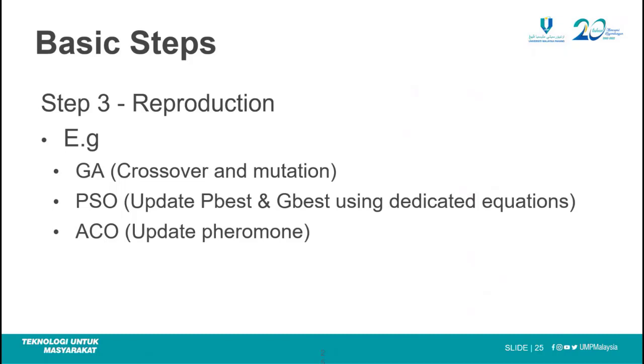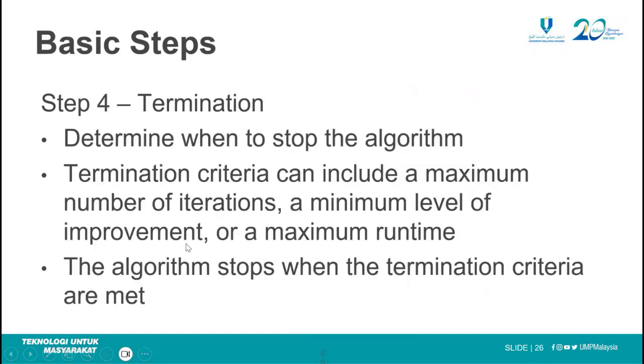Then for reproduction, for example, the genetic algorithm uses crossover and mutation operators in order to conduct reproduction. In particle swarm, they use P-best and G-best with a dedicated equation. They update the personal best and global best solutions using a dedicated equation. And for ant colony optimization, they update the pheromone in the system so that new solutions can be reproduced.